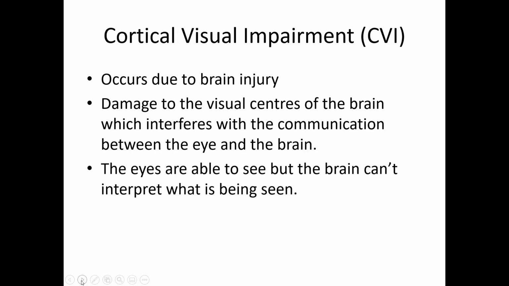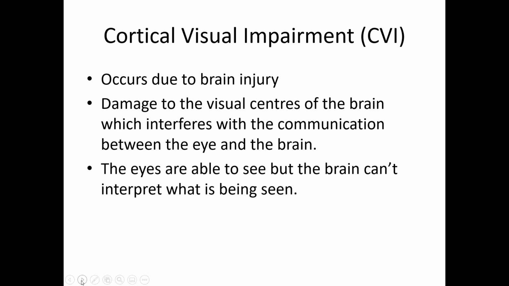The other thing that we haven't talked about is cortical visual impairment, so CVI. And this isn't an eye condition, it's more where the brain has been damaged and the brain can't interpret the message that is sent between the eye and the brain. So therefore, they don't know what they're seeing. So there's nothing wrong with the eye, it's more around the brain.